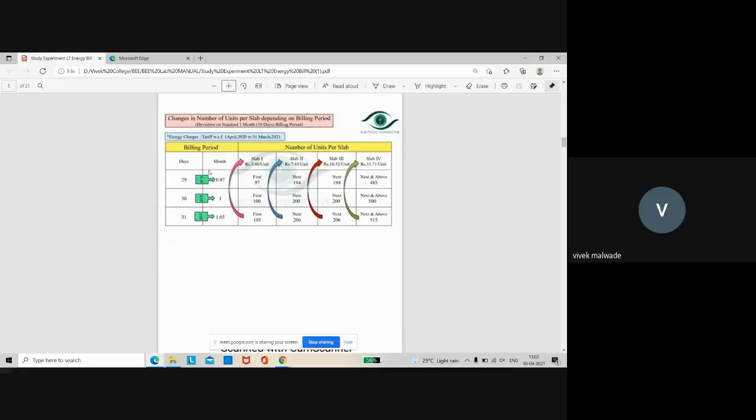now. So if your billing period is of 29 days, then instead of 100 units, it will be the first 97 units. Instead of 200 units, it will be 194 units. Instead of the next 200 units, that is 300 to 500, it will be 194. And instead of the first 500 units, it will be 485 units. Okay. If your billing period is of 30 days, then 30 divided by 30 will be 1. So it will be the same: first 100 units, next 200, next 200 and above 500.